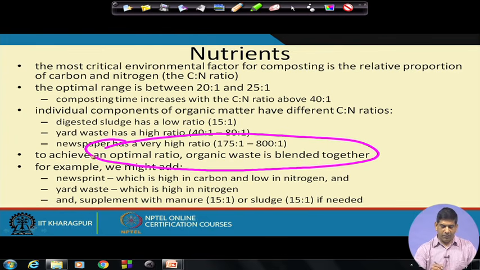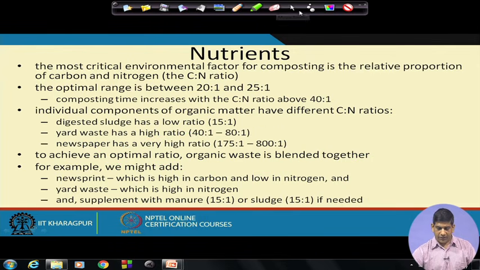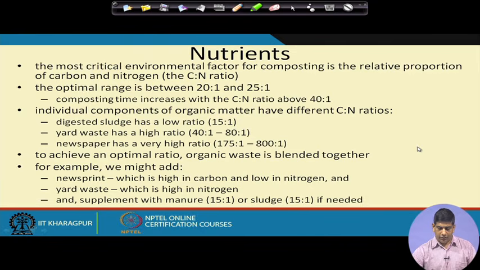For example, we might add newsprint, which is high in carbon, low in nitrogen, and yard waste, which is high in nitrogen, and supplement with manure if needed, which is in the range of 50. They have a carbon nitrogen ratio of 15:1, or sludge again 15:1. So they can be added to get the optimum carbon nitrogen ratio. So that's again a very important point.